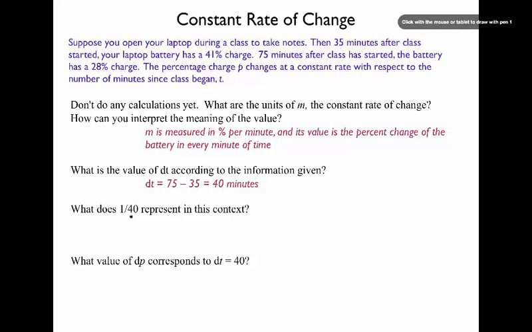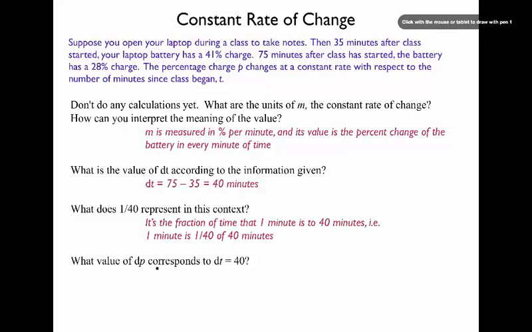So then what would 1/40th be? So 1/40th would represent 1 minute. So 1 minute is 1/40th of 40 minutes. So that's the fraction of time that 1 minute is to 40 minutes. In other words, 1 minute is 1/40th of 40 minutes. Okay, and we're going somewhere with this. There's a reason I'm asking this question, so we'll hold on to that thought.